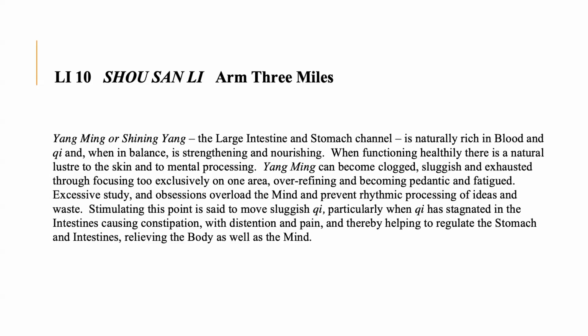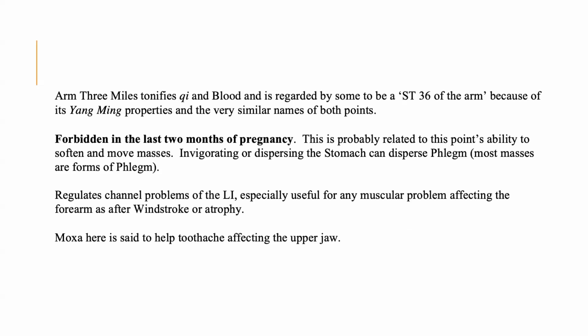Stimulating this point is said to move sluggish qi, particularly when qi has stagnated in the intestines, causing constipation with distension and pain, and thereby helping to regulate the stomach and intestines, relieving the body as well as the mind. Arm 3 miles tonifies qi and blood and is regarded by some to be the stomach 36 of the arm because of its Yangming properties and very similar names of both points.